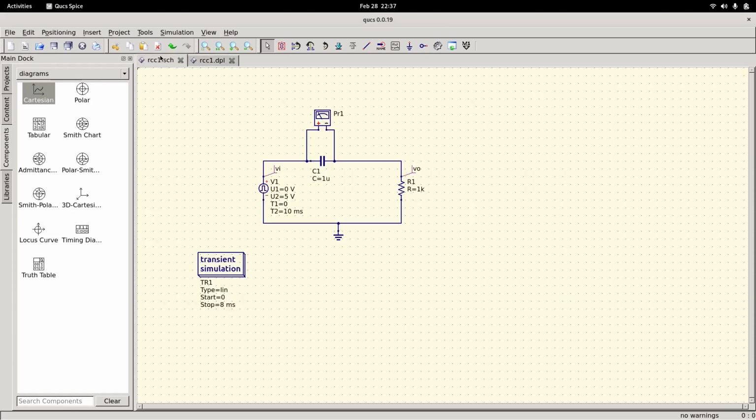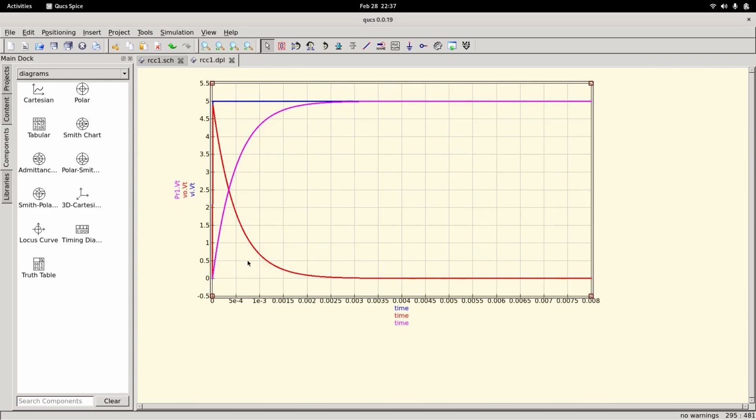Now assume that we are changing our resistance from say 1K to 500 ohms. Again run simulation. You can see that the capacitor charges faster now. Now the time constant is small. So at a lower value of time, the circuit reaches steady state. So if the time constant is less, the capacitor charges faster.